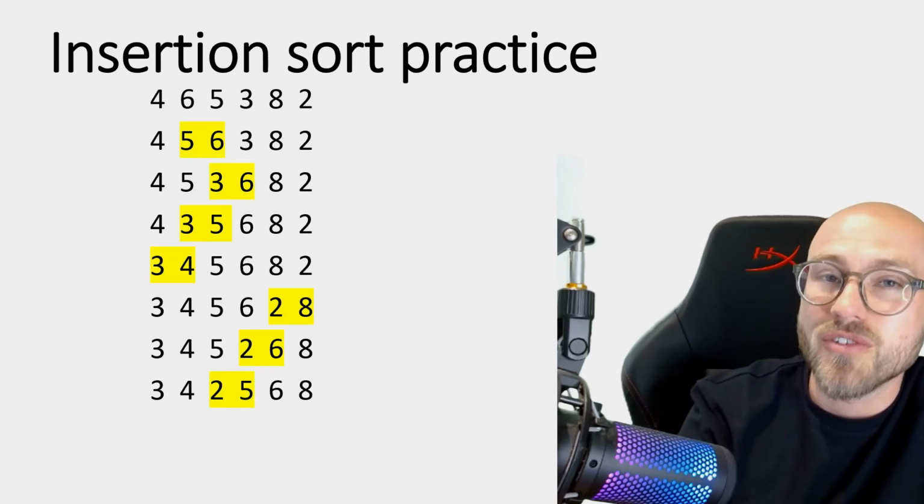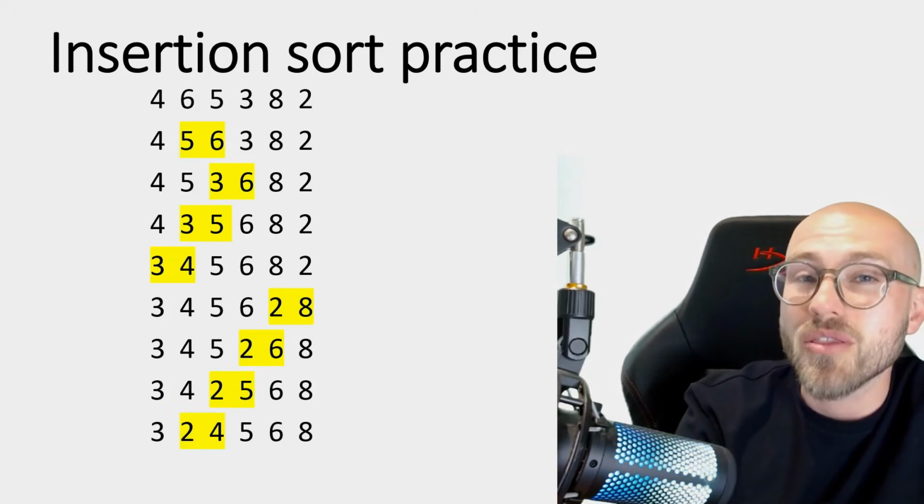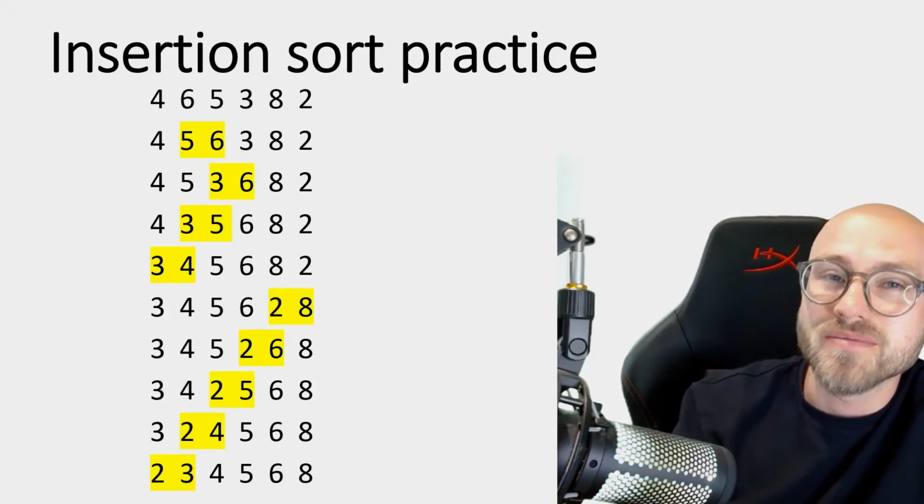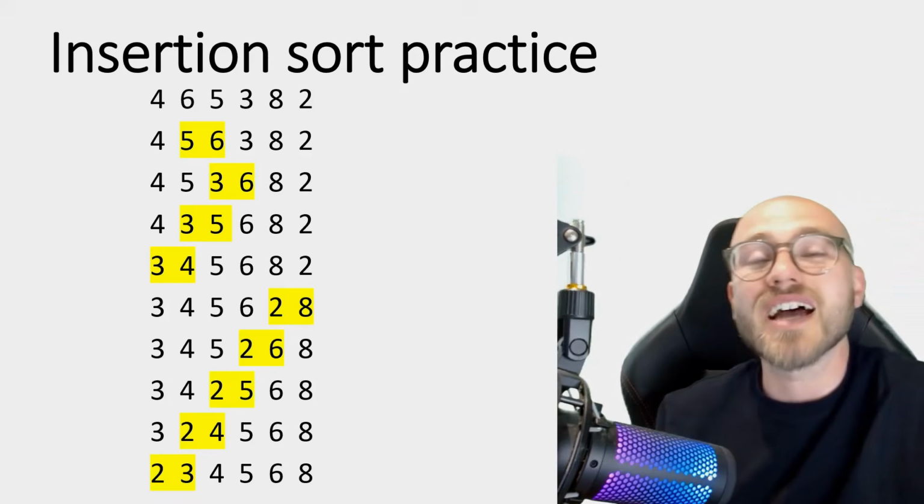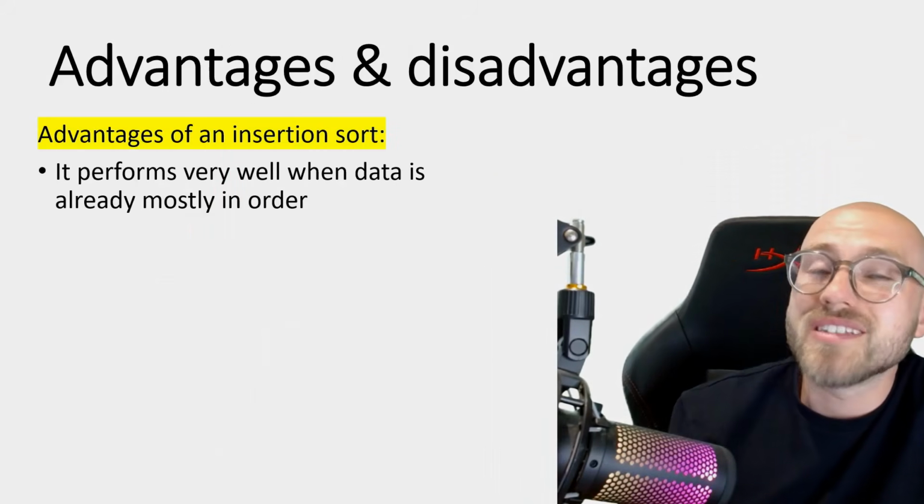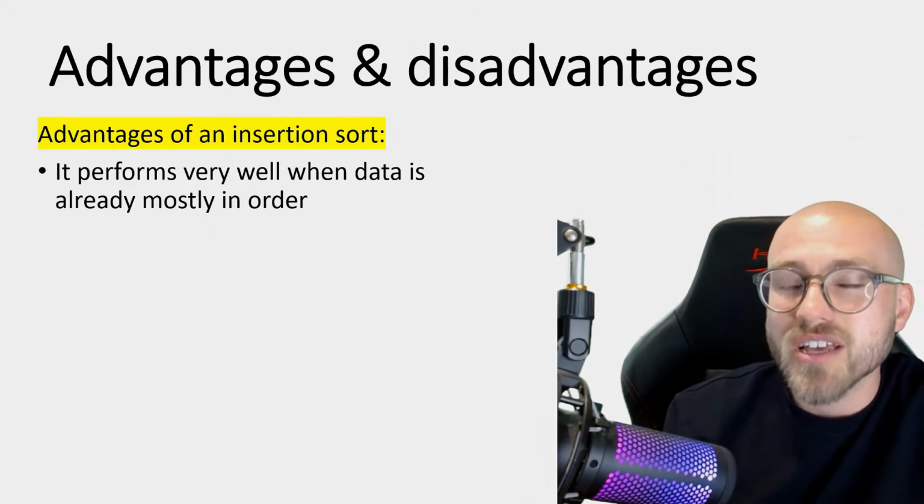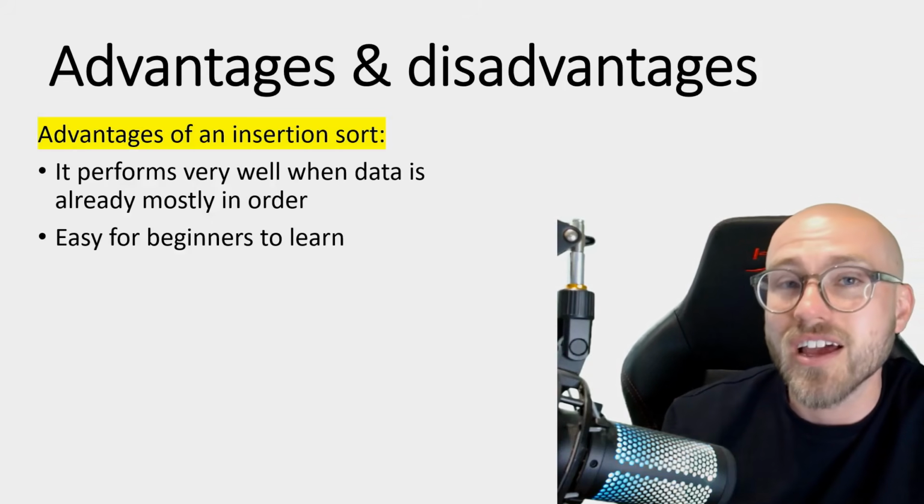The 2 is smaller than 4, so it will swap. The 2 is smaller than 3, so it will swap. Nearly ran out of space on my slide, but that is our sorted data. So let's look at the advantages and disadvantages of an insertion sort. It performs very well when the data is already almost in order. It's also easy for beginners to learn how to code it.